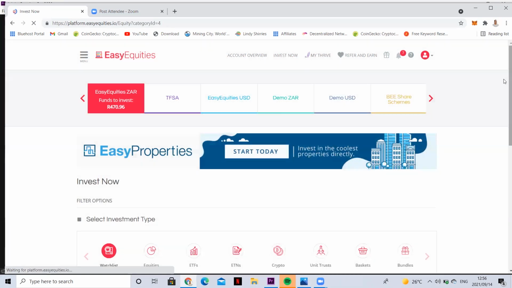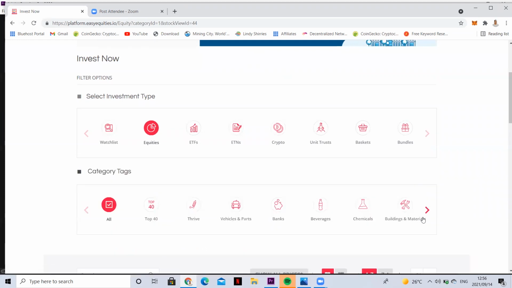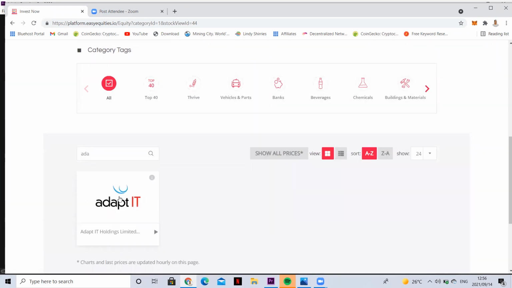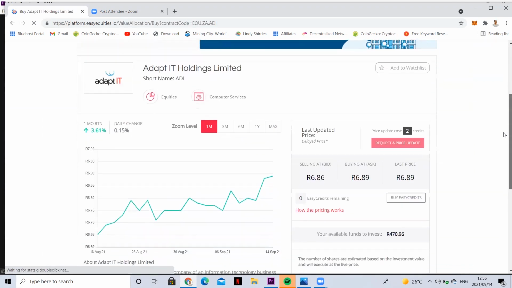Adapt IT, and then you go to Equities, and then you go to IT companies, and let's just see if we can see IT. So it's a financial service, no, and it is a company, equity investment. It looks like I'll just have to go and search for it. Let's just search for it because I don't see an option for IT. So I'll just click Adapt IT, and I'll show you why I want to buy.